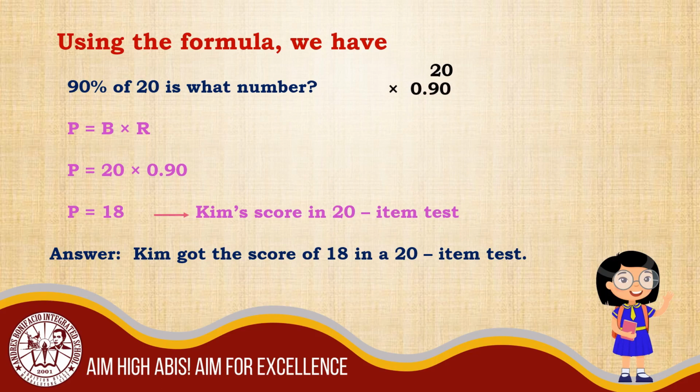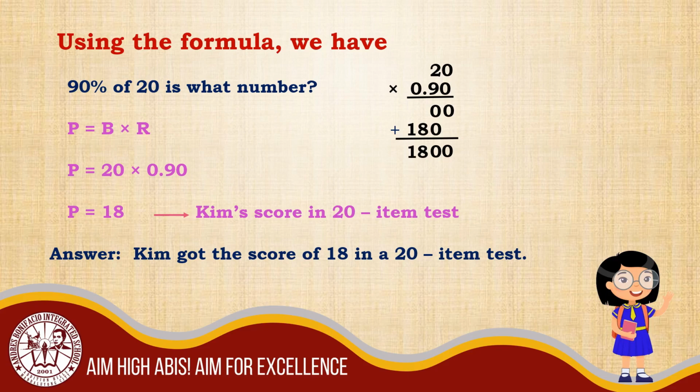Then multiply 20 times 90 hundredths. 0 times 0 is 0. 0 times 2 is 0. 9 times 0 is 0. 9 times 2 is 18. Then add the partial product. Bring down 0. 0 plus 0 is 0. Bring down 8. Bring down 1.